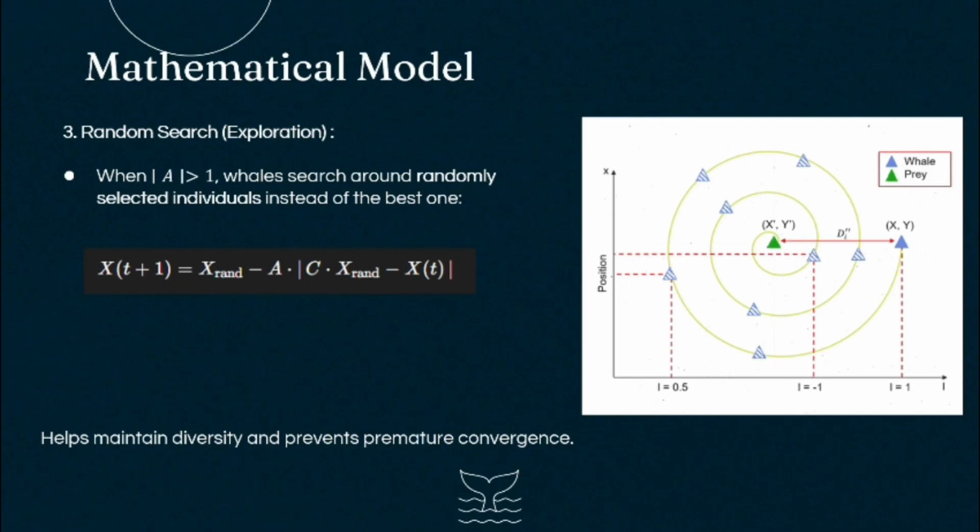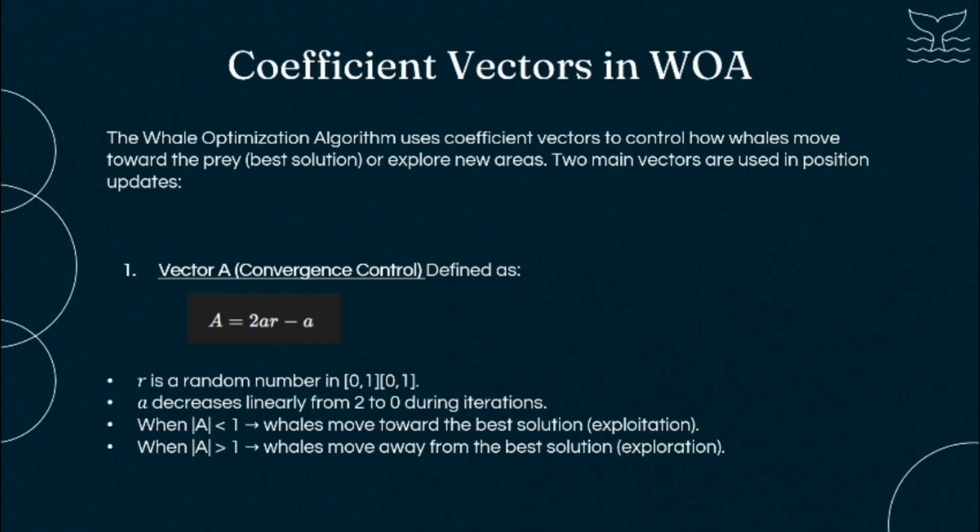The third operator models exploration. When the value of modulus of A is greater than 1, whales stop following the best solution and instead move around a randomly selected whale. This is given by X(t+1) = X_rand - A · D, where D = |C · X_rand - X(t)|. This mechanism helps the algorithm explore new areas, maintain diversity, and avoid getting stuck in local minima. It ensures that the search does not overly focus on one region too early.